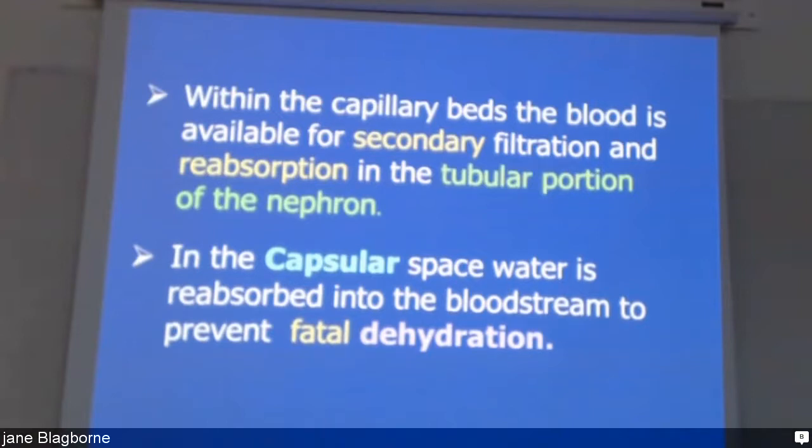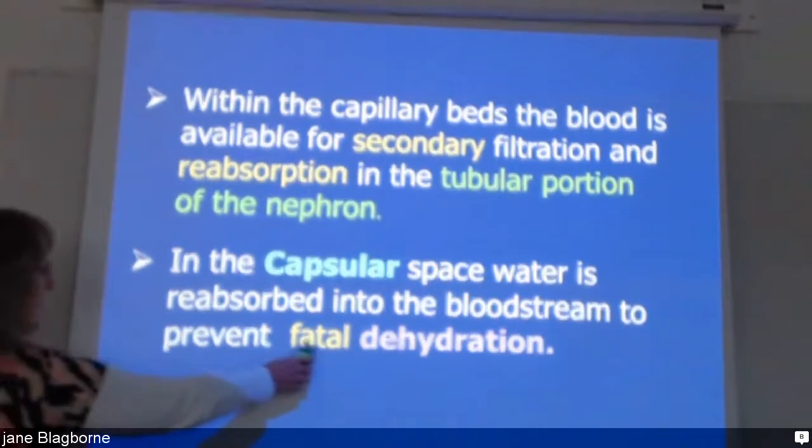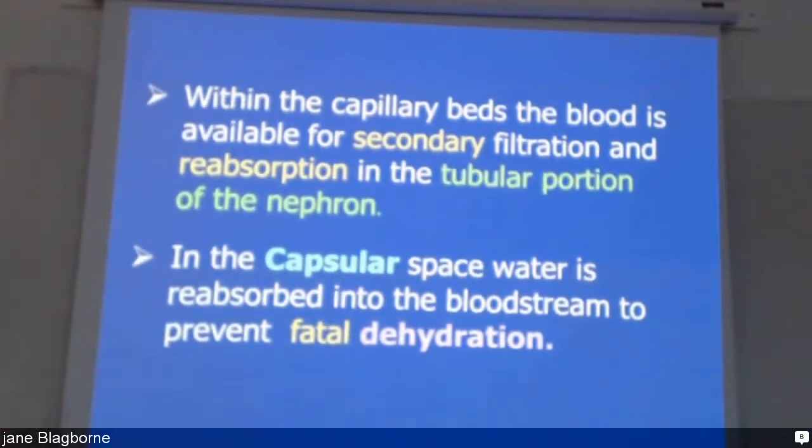So this is important, because without this involvement with the absorption of water and distribution of water, the kidneys actually put out a tremendous amount of water, but it's held back. Otherwise, it would result in fatal dehydration.